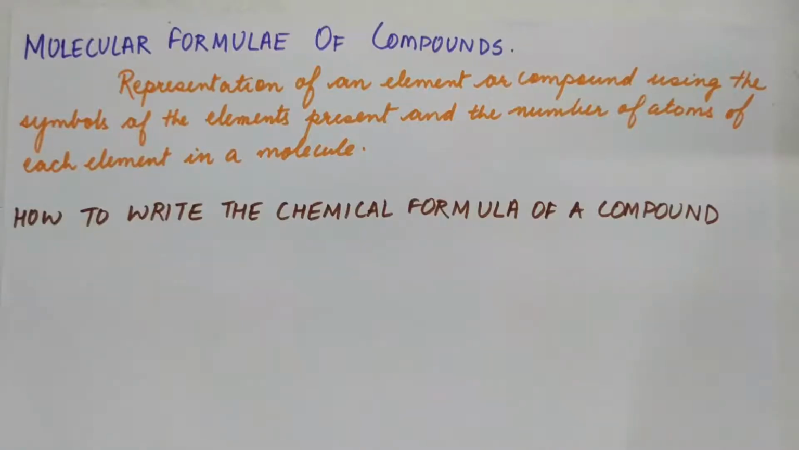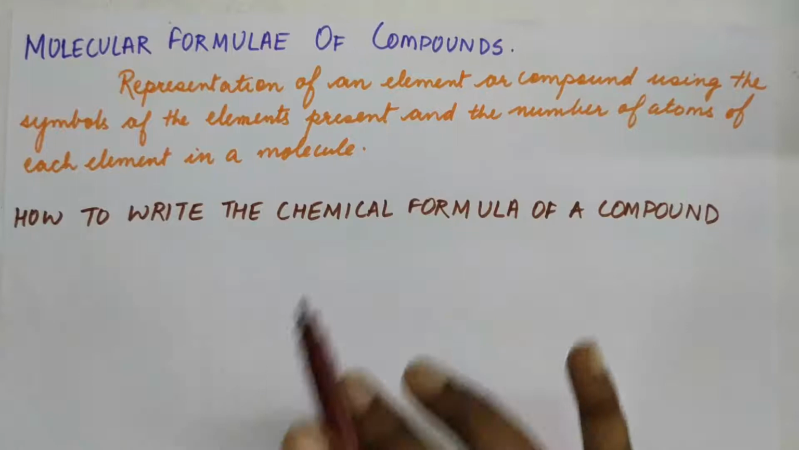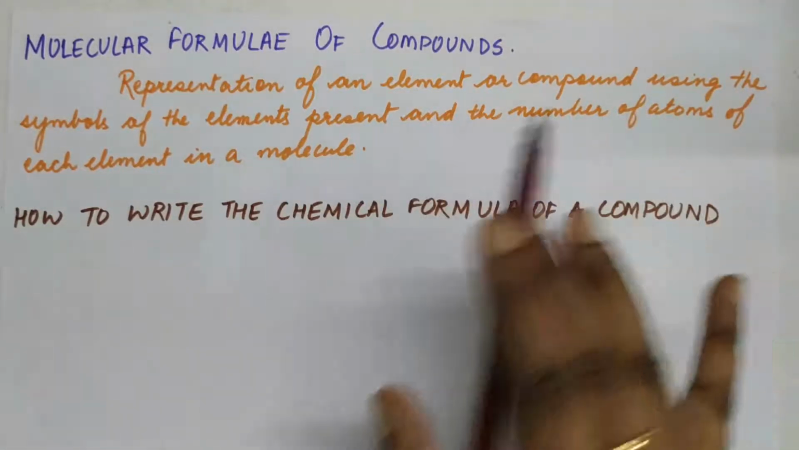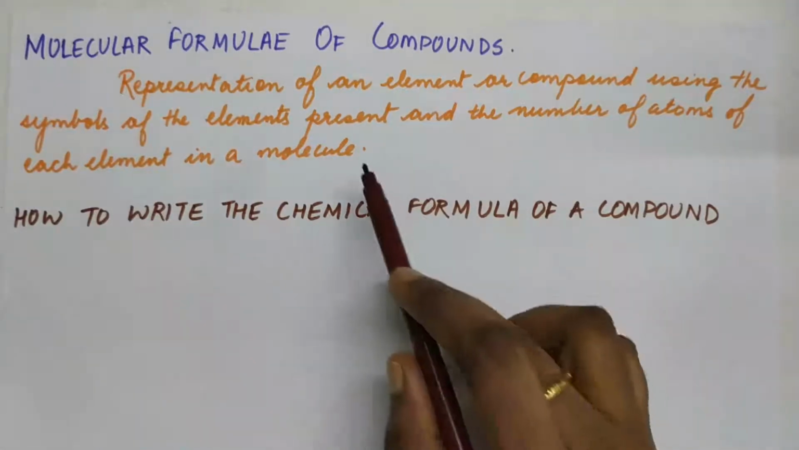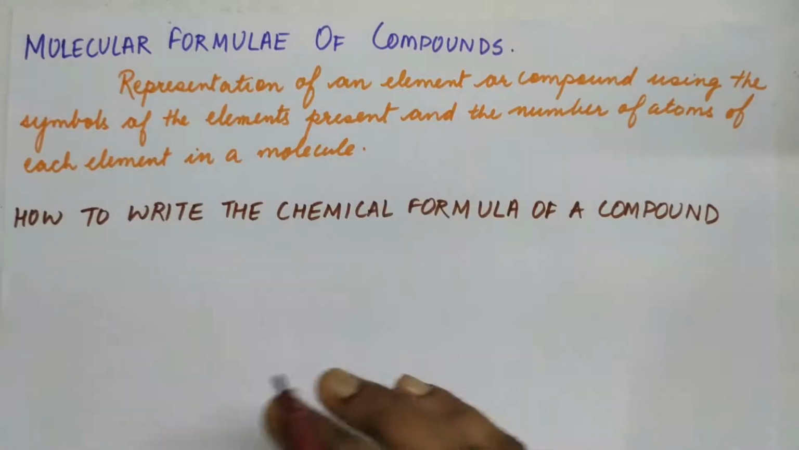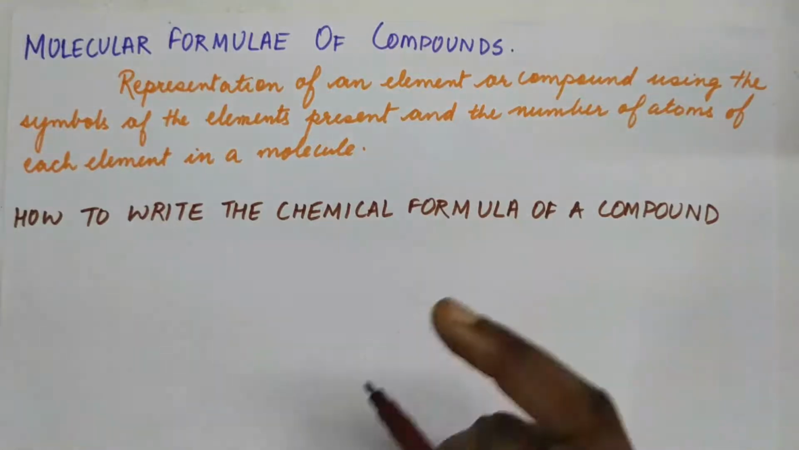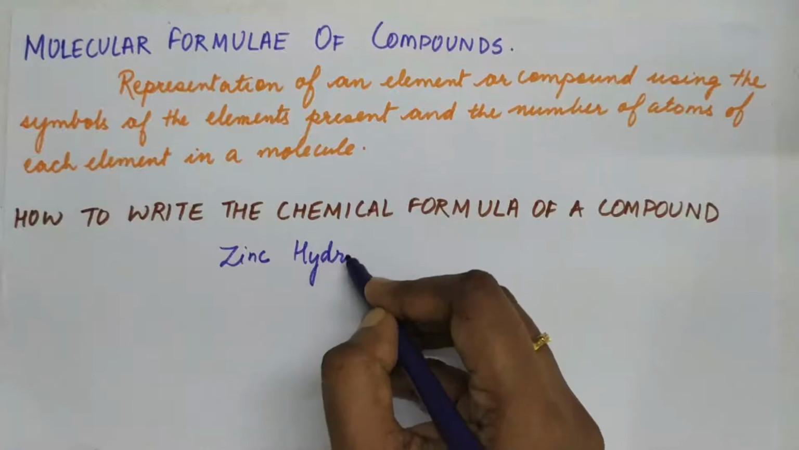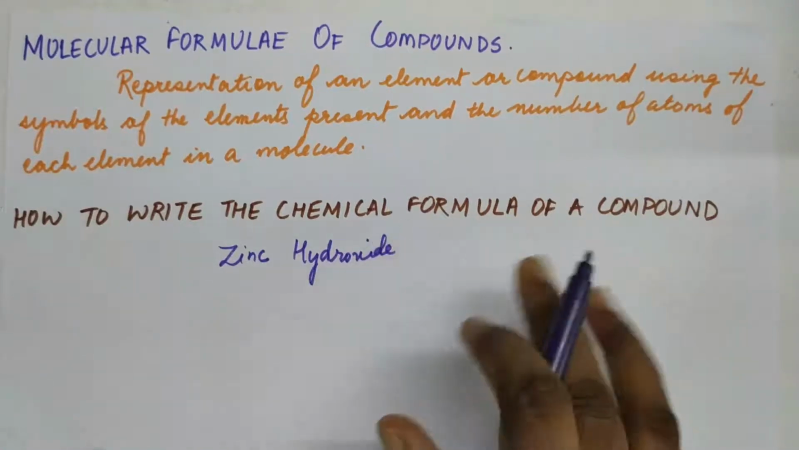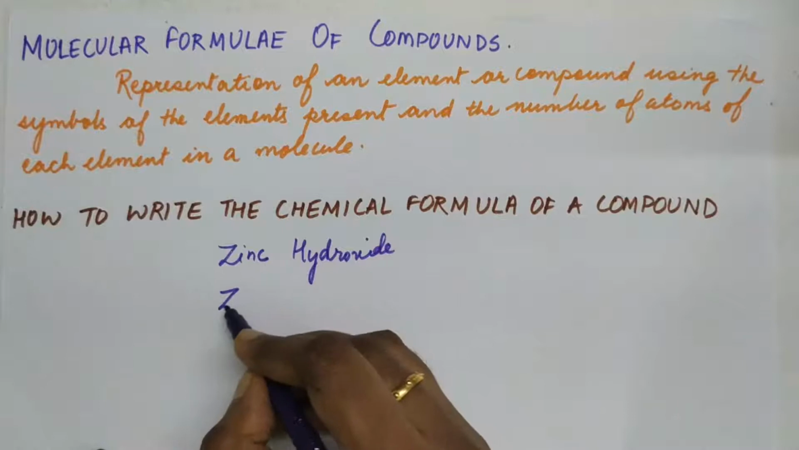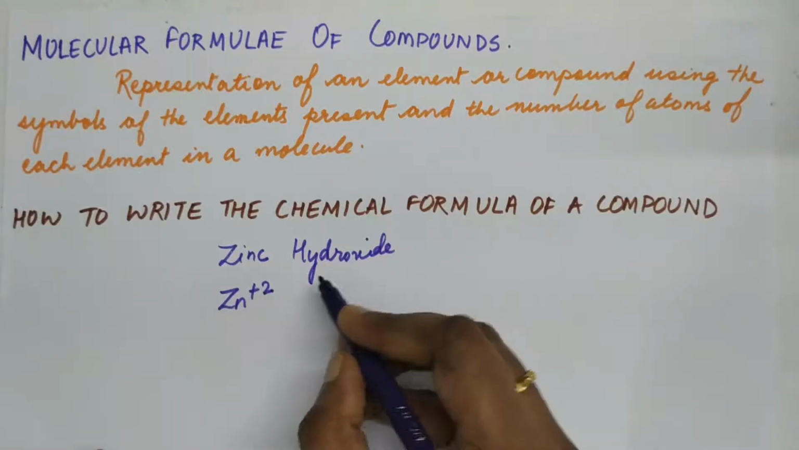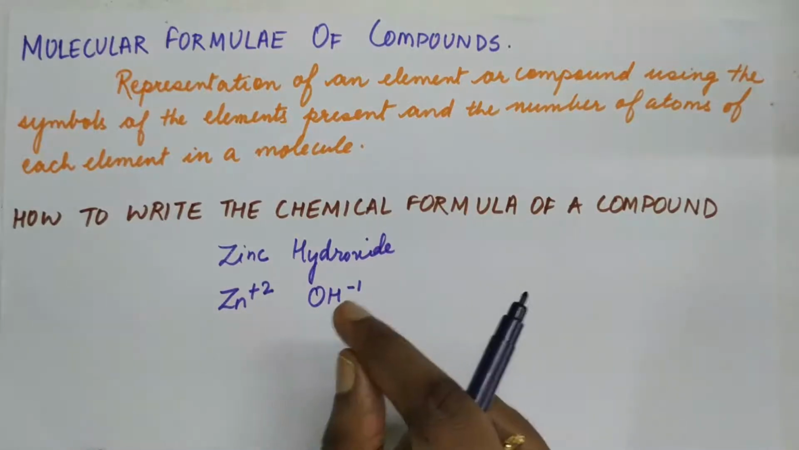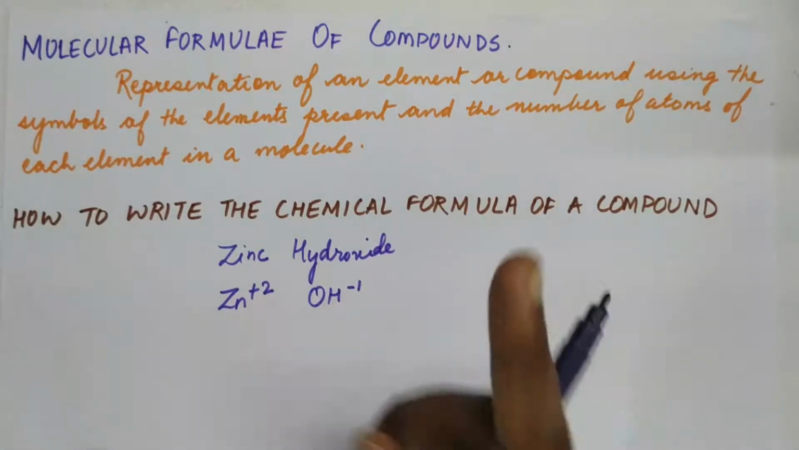Now moving on to the molecular formula of the compounds. When we write the formula of a compound, it is the representation of the element or compound using the symbols of the elements present and the number of atoms of each element in a molecule. So suppose I write zinc hydroxide. Once you have learnt valency, you will know that the valency of zinc is Zn plus 2 and that of hydroxide is OH minus 1. Nothing is there means it's 1.